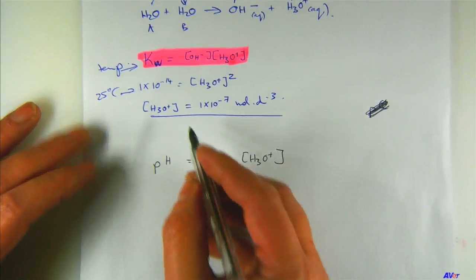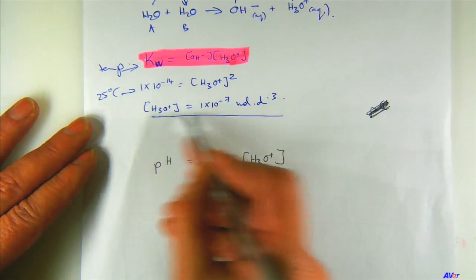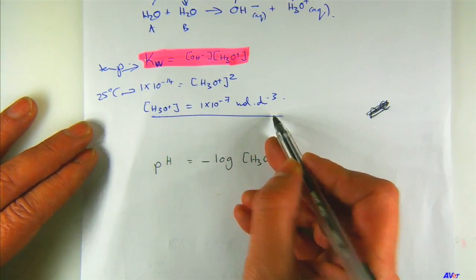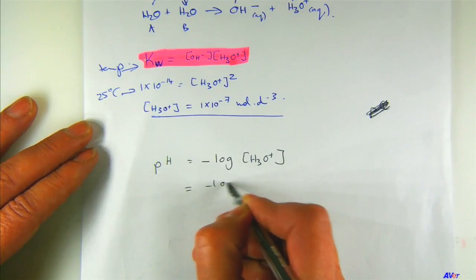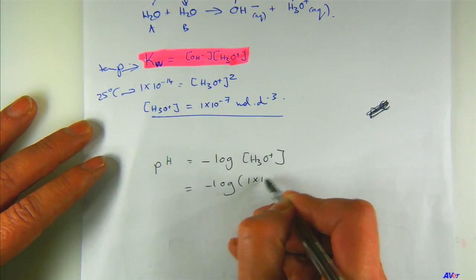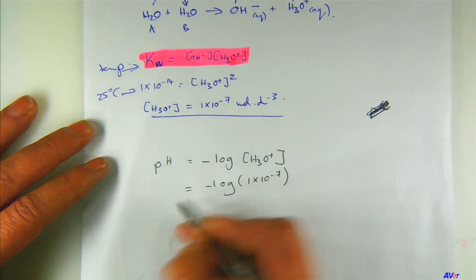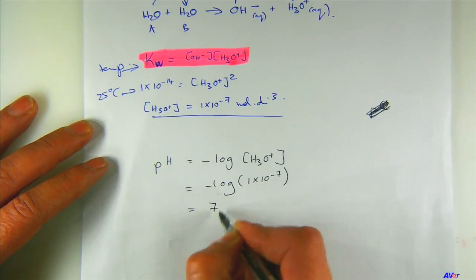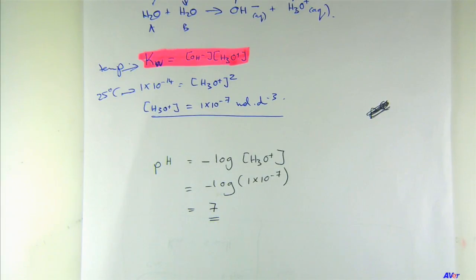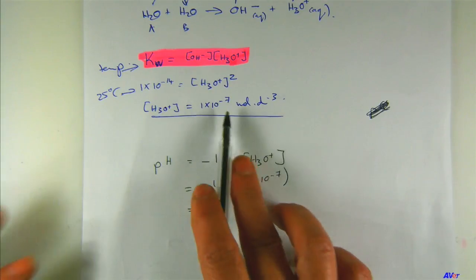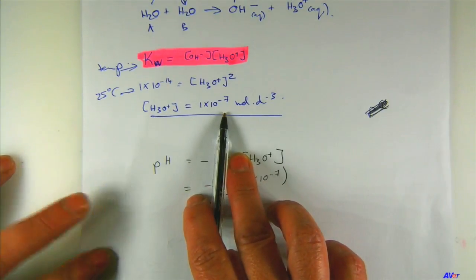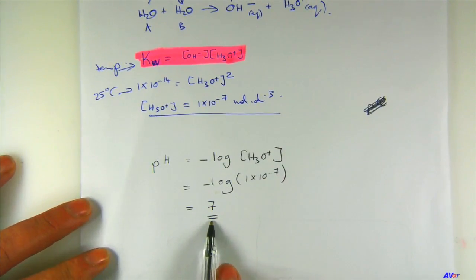And now, if I've got pure water, what do I know about H3O plus in pure water? In pure water, that is 1 times 10 to the minus 7. And if you work it out, you end up with 7. Right. So pure water has a pH of 7. It was not chosen, it worked out that way. Pure water has a hydrogen concentration of 1 times 10 to the minus 7. Therefore, it has a pH of 7.